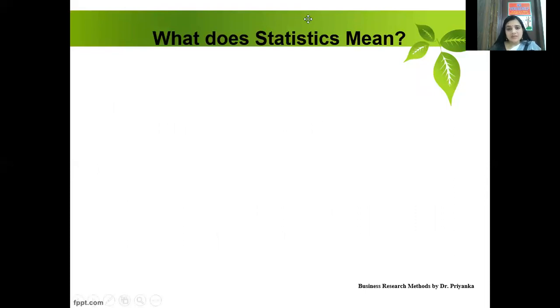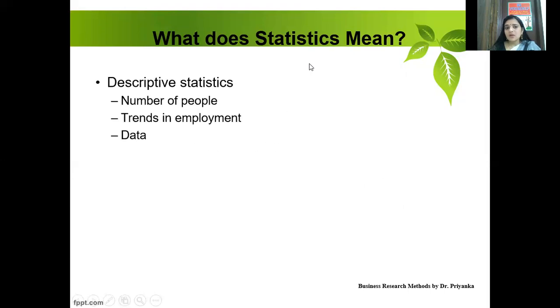What does statistics mean? When we talk about statistics, there are two kinds of statistics. One is descriptive statistics. Descriptive statistics means, for example, you will be describing the data, like the number of people involved in the study, or maybe that trends of employment are like this, or maybe you will be showing the data in tabulated form. This is actually describing the data. When we talk about mean, median, mode, this is all about descriptive statistics.